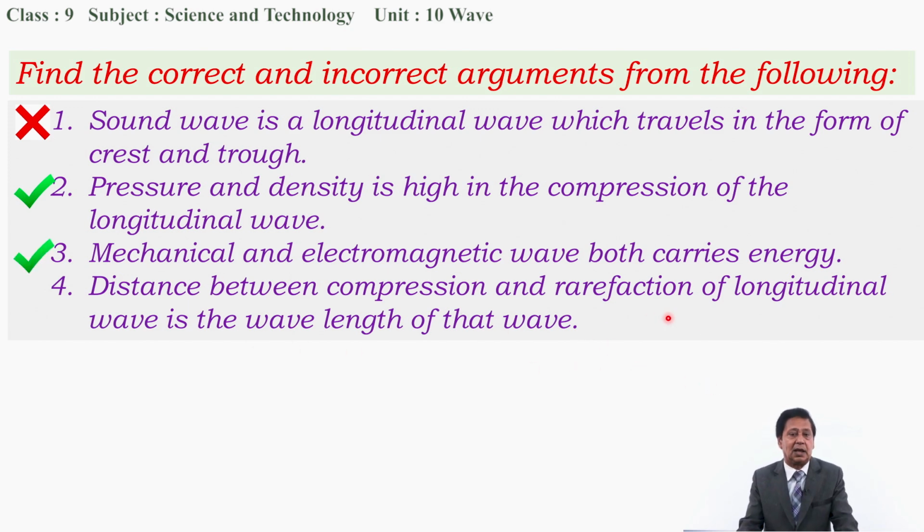Distance between compression and rarefaction of longitudinal wave is the wavelength of that wave. Distance between compression and rarefaction is told. This is incorrect. The distance between a compression and the neighboring compression, or two successive compressions or two successive rarefactions, is the wavelength of the longitudinal wave, not the distance between compression and rarefaction. That's why this argument is incorrect.